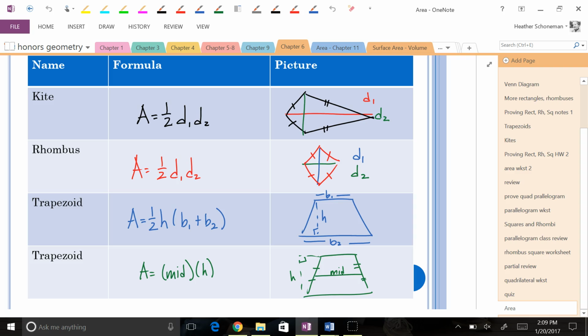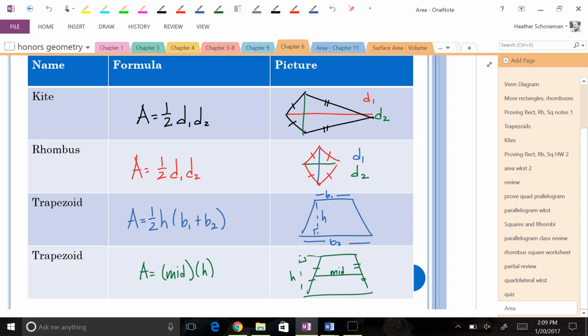A rhombus has the same formula. Area equals 1/2 diagonal 1 times diagonal 2. And notice on that one I did the diagonal 1 vertical instead of horizontal. It doesn't matter. You just need to know it's the entire length from vertex to vertex. Trapezoid. A trapezoid has 2 formulas. The first one, area equals 1/2 height times the sum of the bases.